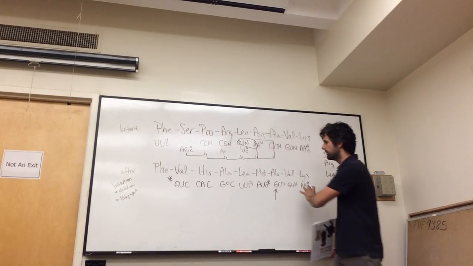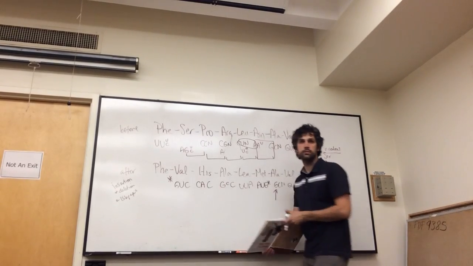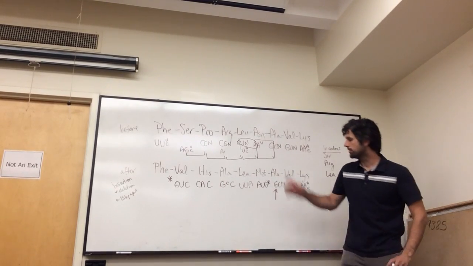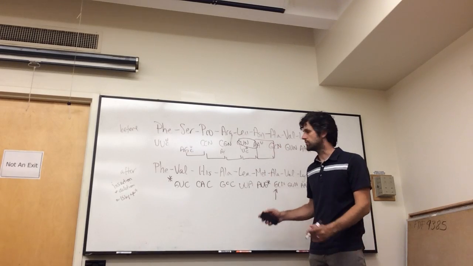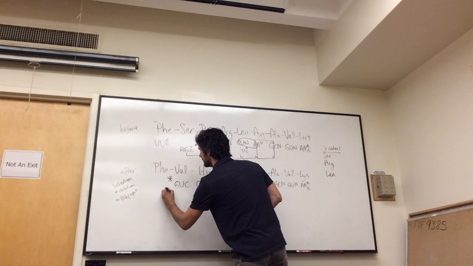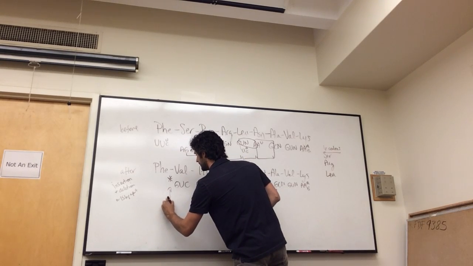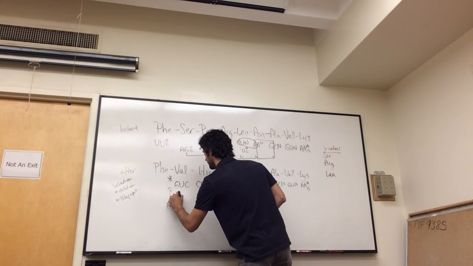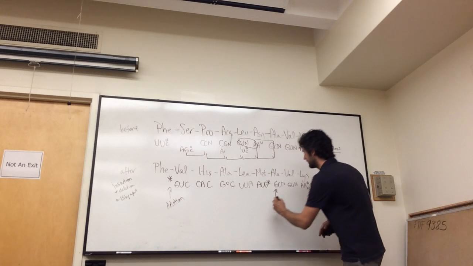Okay, so now that we have deduced what this sequence is, we should be able to say what the sequence of the top strand is, because the only thing that we've done here is we did a deletion here, and we did an insertion here of a G.